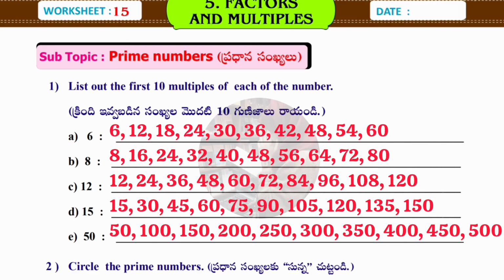Next number is 12. 12 1s are 12, 12 2s are 24, 12 3s are 36, 12 4s are 48, 12 5s are 60, 12 6s are 72, 12 7s are 84, 12 8s are 96, 12 9s are 108, 12 10s are 120.